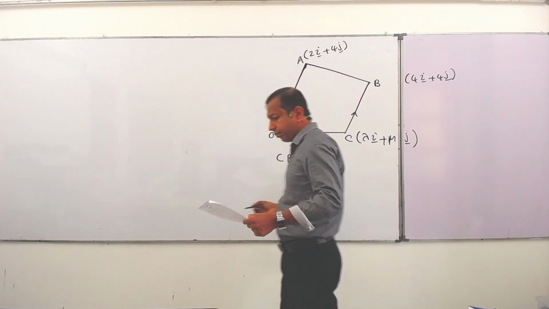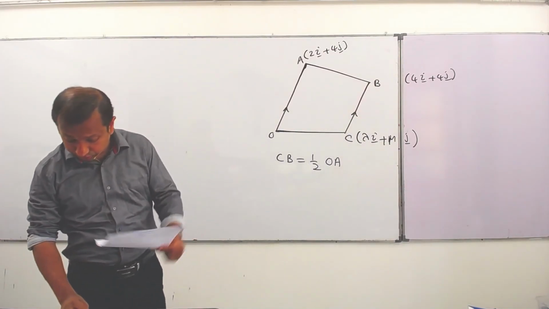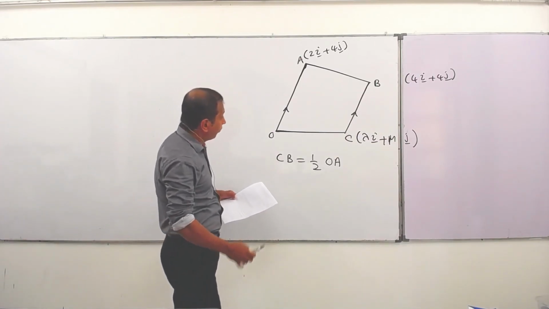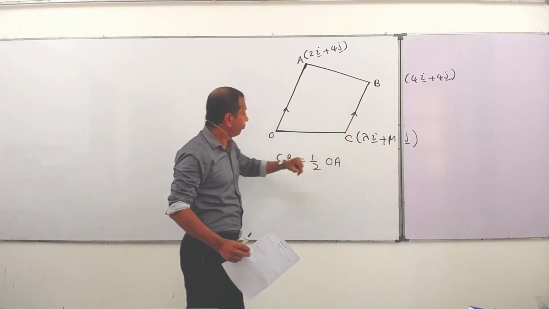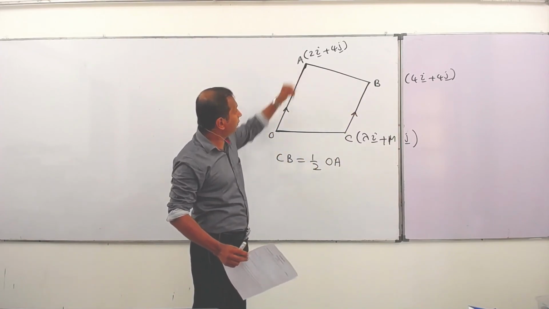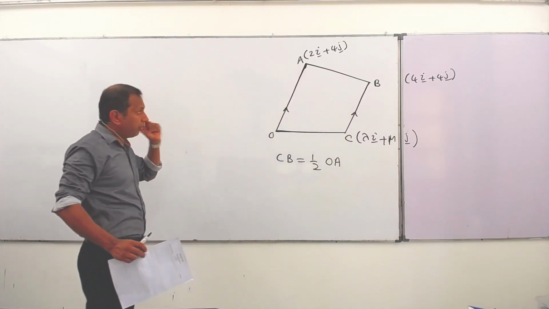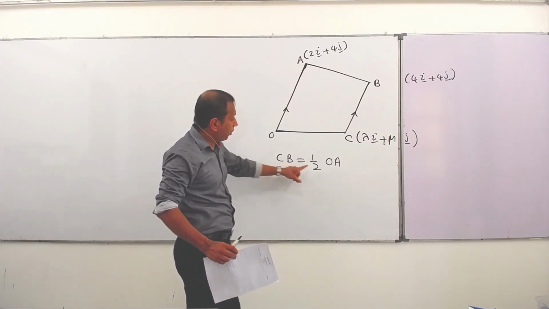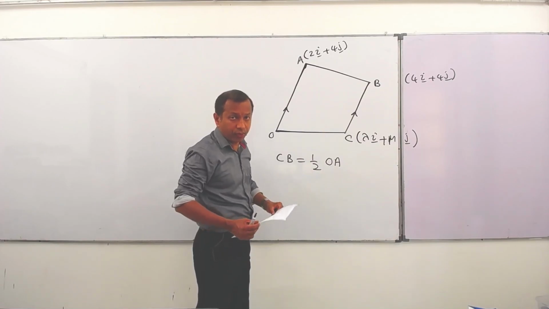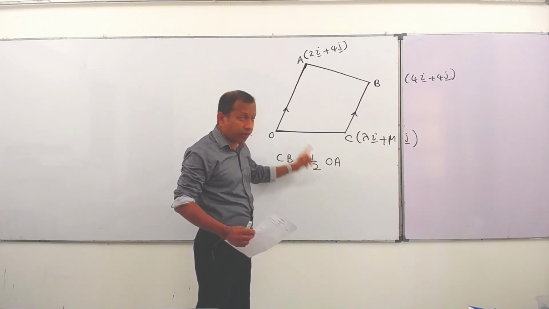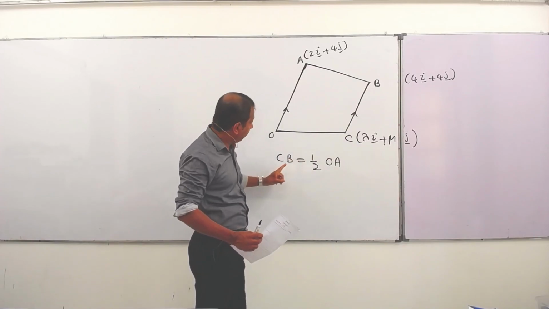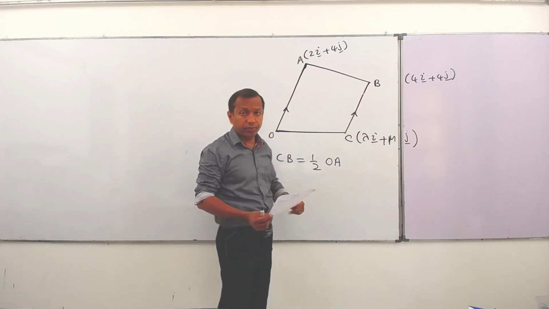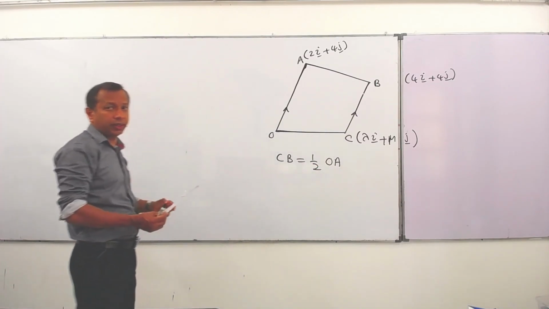You see, right? And now C to B direction and O to A direction are parallel, same direction. CB is equal to half OA. Therefore, by this relation with the diagram, we can write the C to B vector should be equal to half the OA vector. By using all this information together, we can write it like that.